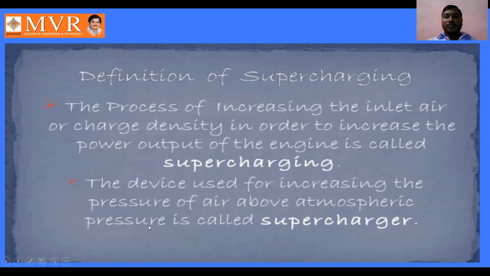The pressure should be more than that of the atmospheric pressure; that is what a supercharger does. The pressure with which we are forcing air into the engine cylinder is more than that of the atmospheric air. There should be a pressure difference between the inside of the engine cylinder and the atmosphere. When that pressure difference is maintained in the engine cylinder compared with the atmospheric air, we name it the supercharger. These are the definitions of supercharging as well as supercharger.